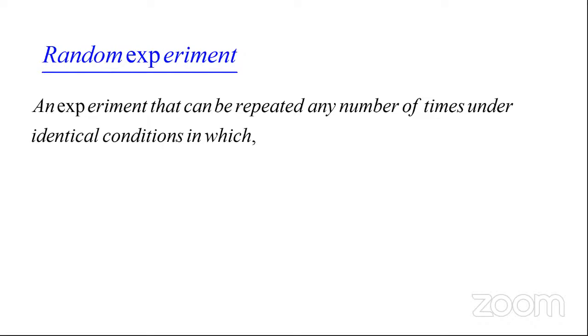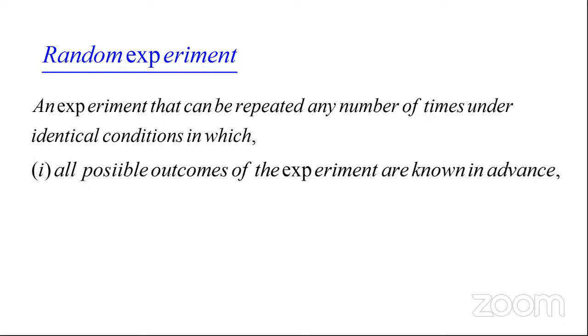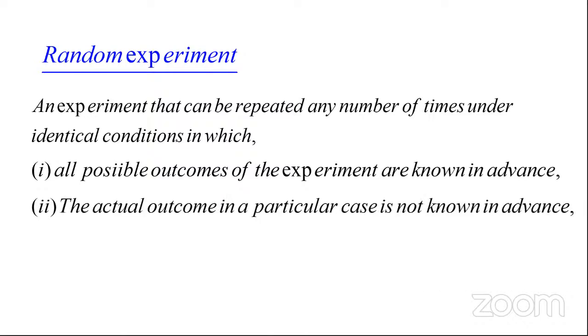First definition: random experiment. What is a random experiment? We have to define that one. It is an experiment that can be repeated any number of times in identical conditions, that is, all possible outcomes of the experiment are known in advance. The second condition is that the actual outcome in a particular case is not known in advance.